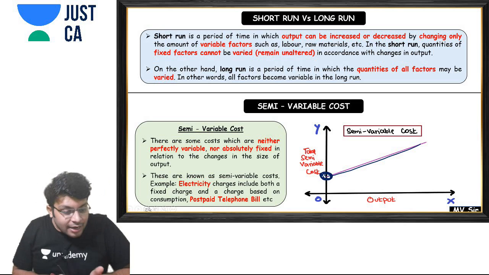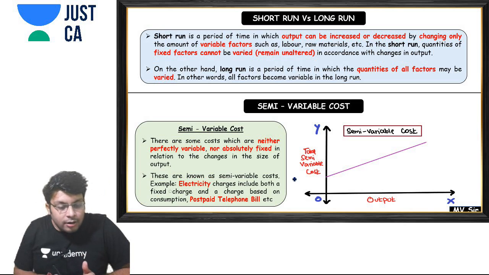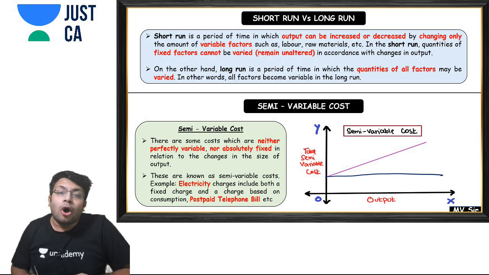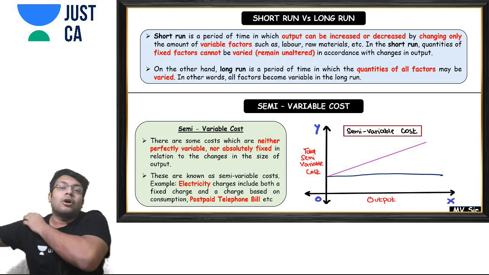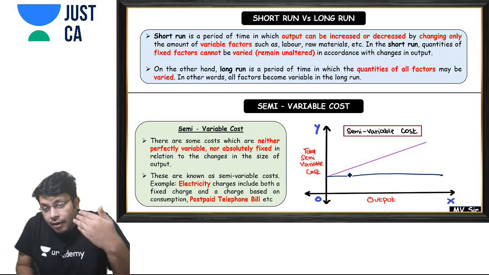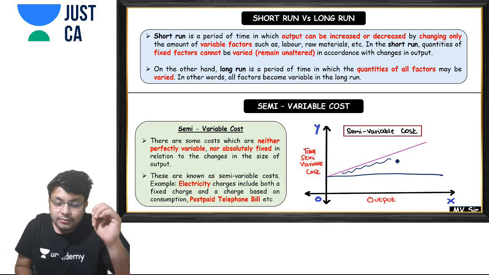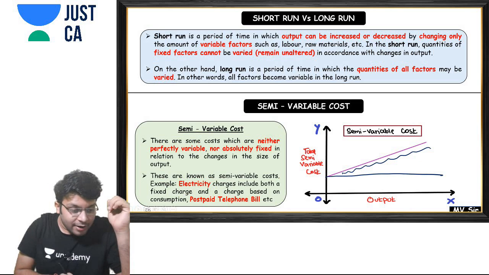So that is why for up to a certain level of output, your cost remains fixed. But after you increase your usage, your cost will start increasing. So your semi-variable cost is like this.